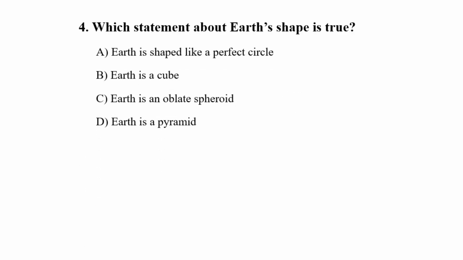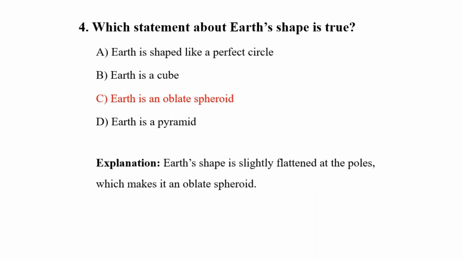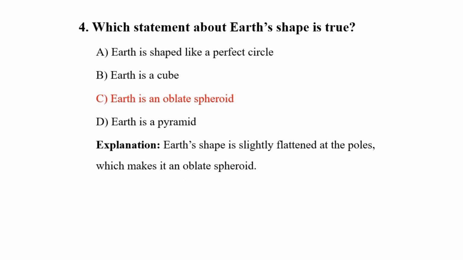Question number 4. Which statement about Earth's shape is true? A. Earth is shaped like a perfect circle. B. Earth is a cube. C. Earth is an oblate spheroid. D. Earth is a pyramid. The answer is Earth is an oblate spheroid. Earth's shape is slightly flattened at the poles, which makes it an oblate spheroid.